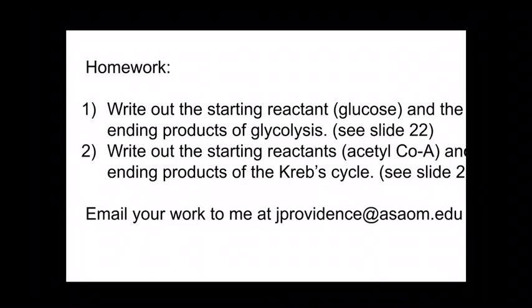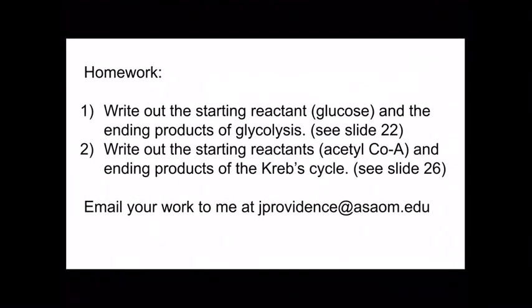So that is what we did here, and here is your homework for this video, which is to write out the starting reactant, which is glucose, I'm giving you a hint, and the ending products of glycolysis, which is all given to you on slide 22. And write out the starting reactants, which I have here as acetyl-CoA, but we could actually start with pyruvic acid and then acetyl-CoA and then citric acid, and then the ending products of the Krebs cycle, which is summarized for you on slide 26. You're just going to write that out for me and email it to me. That's your homework for this video, and then next video we are going to get into the electron transport chain and see that process happening in cells.